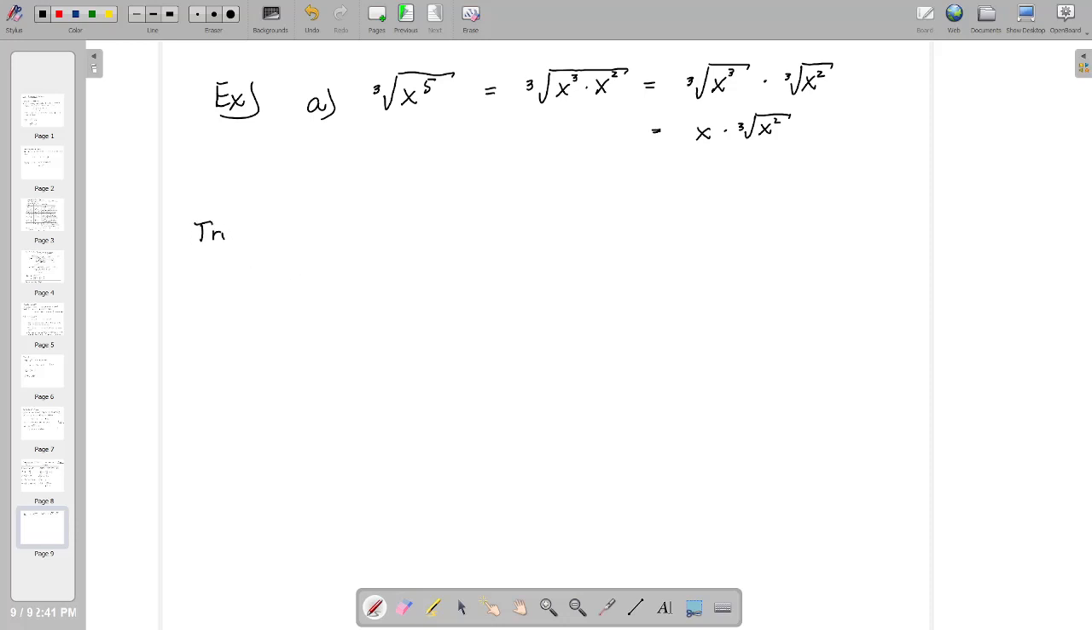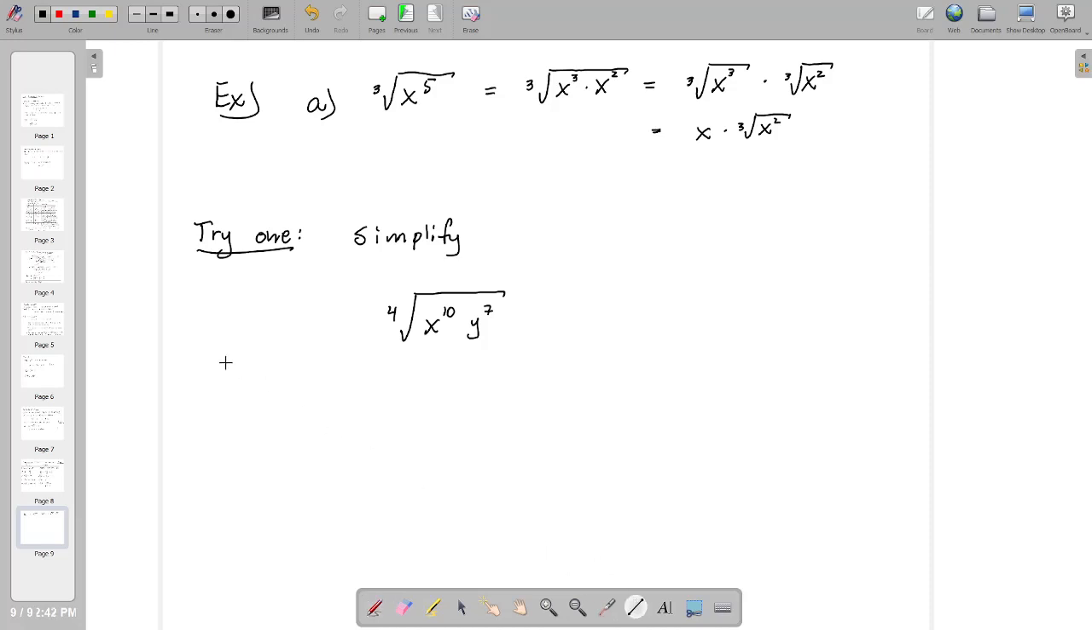Try one. Simplify this one: the fourth root of x to the 10th, divided by x to the 7th. I want you to simplify it in much the same way we did the example.